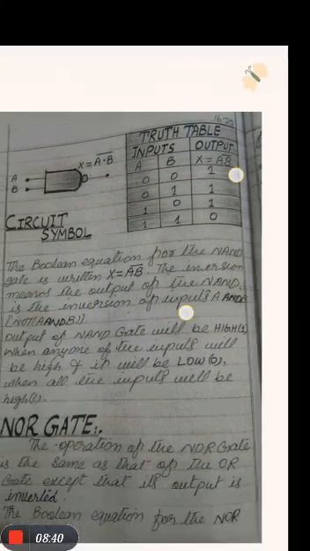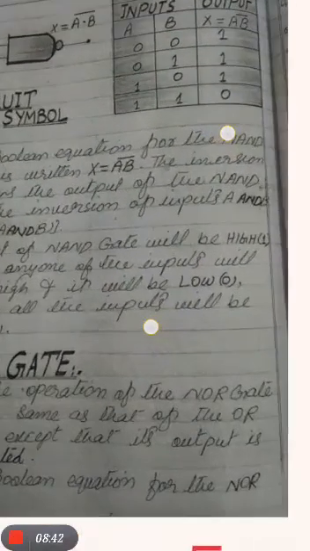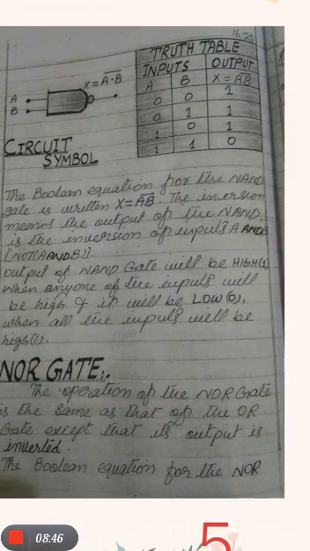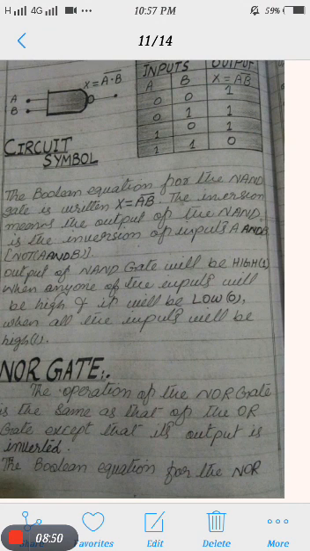It means that from the truth table we conclude that a NAND gate will give us a high output when any one of the inputs is low, and it will give us a low output when all of the inputs are high.